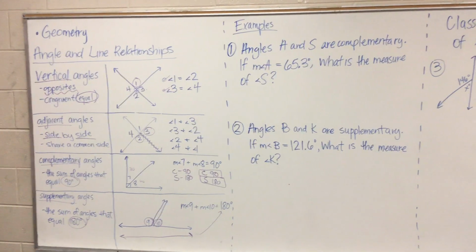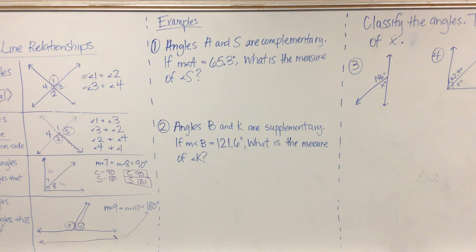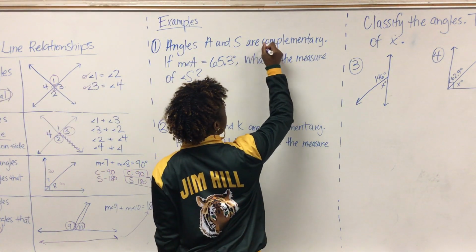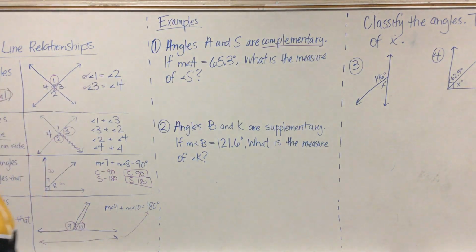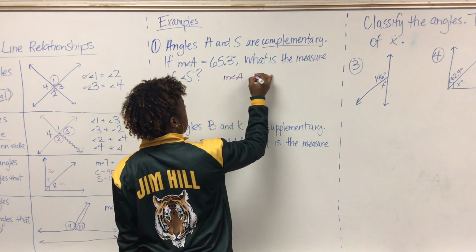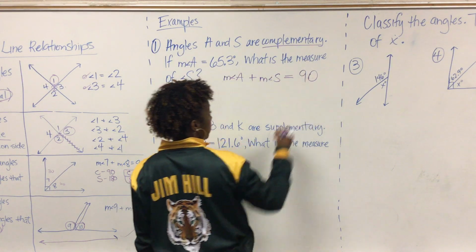So we have our examples here. Angles A and S are complementary. If the measure of angle A is 65.3 degrees, what is the measure of angle S? So the first thing that we need to understand is that angles A and S are complementary. So the first thing that should go through your head is, what does complementary mean? Well, that means that the measure of angle A plus the measure of angle S must equal 90 degrees.